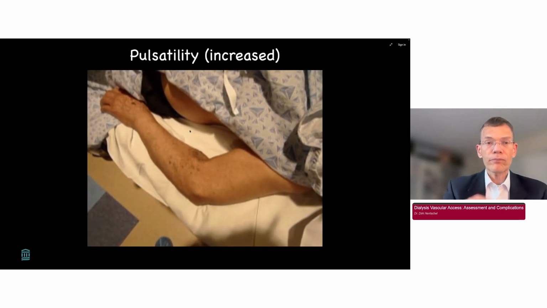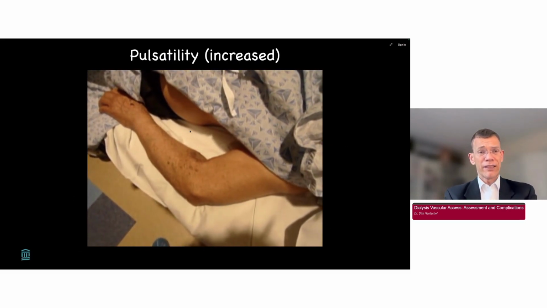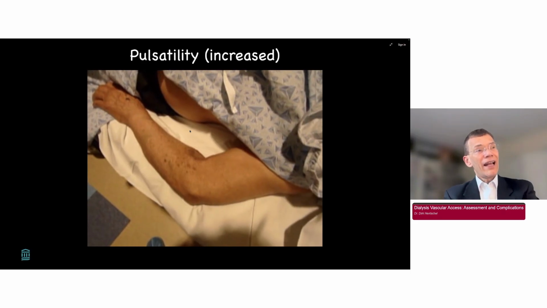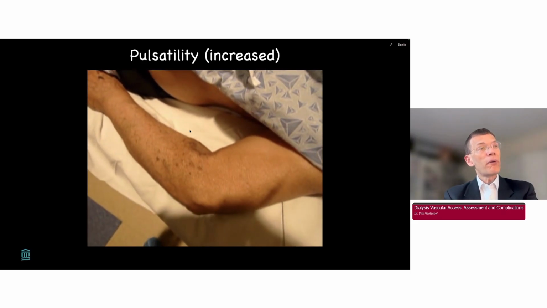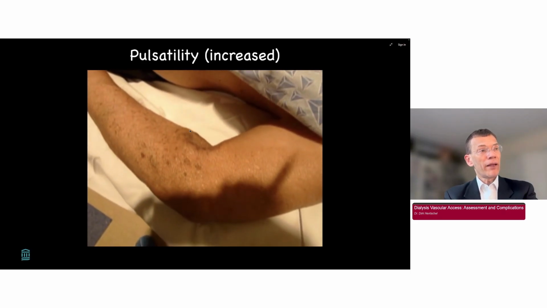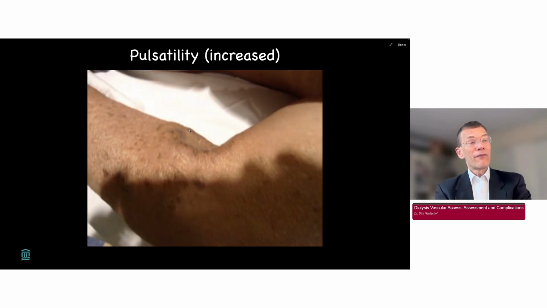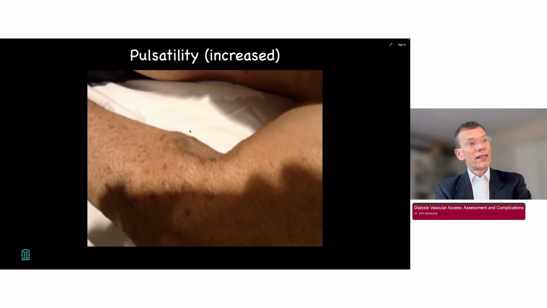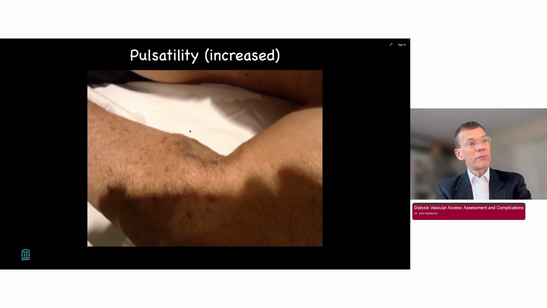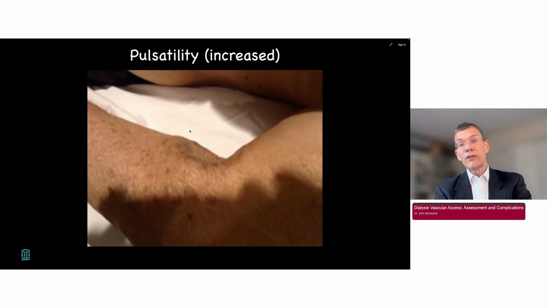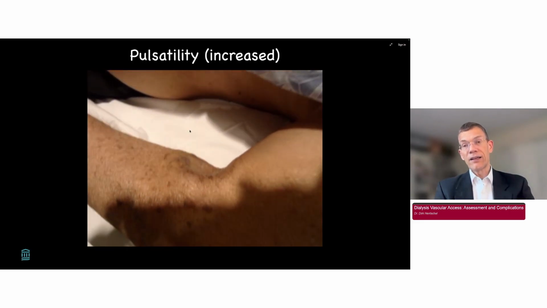So here, this is a video of pulsatility. You can see a forearm loop biograft, they are jumping in your face, and this is because there's a high-grade venous anastomotic stenosis, and every time the heart beats, the access beats. When you can see pulsation in the access, you know there's a mismatch between how much is coming in and how much can go out.